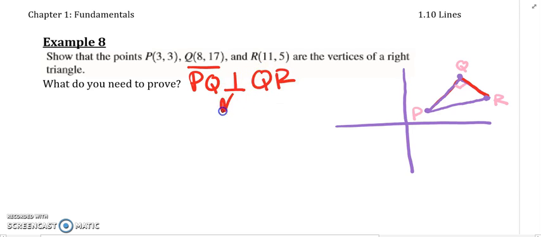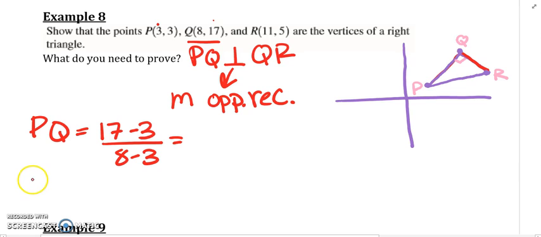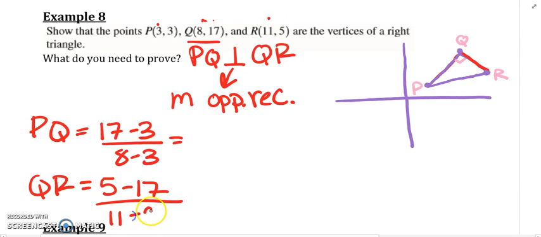Well, how do I show they're perpendicular? I want to show that their slopes are opposite reciprocals. So I'm going to find the slope of both lines and hope they're opposite reciprocals. If so, we showed that this is a right triangle because it has a right angle. So for P and Q, I'm going to do 17 minus 3 over 8 minus 3. And QR, I'm going to do 5 minus 17 over 11 minus 8.